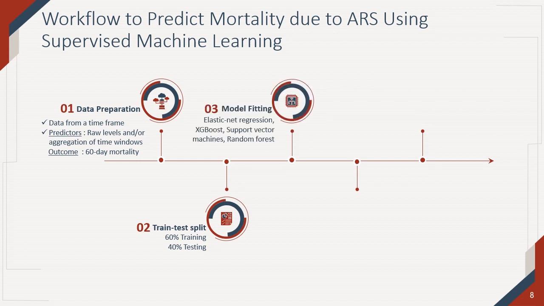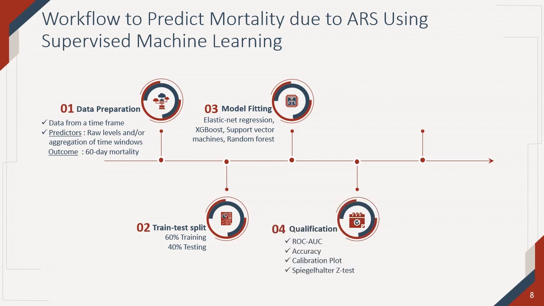Once the data was split, using the 60% training data, different machine learning models such as elastic net regression, XGBoost, support vector machines, and random forest were fitted. Once the models were fitted, the models were qualified using several performance metrics such as area under the ROC curve, accuracy, calibration plot, and Spiegel-Halter z-test. Upon qualification, the final model was tested for its prediction performance on unseen data, that is the 40% of the testing data that was set aside.